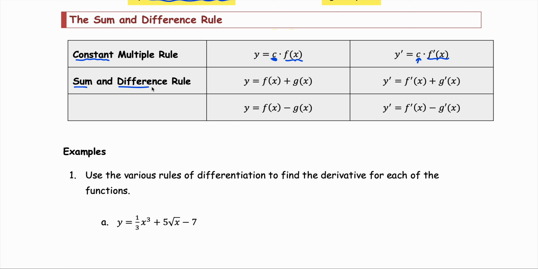Sum and difference rule. In the case that the function has multiple terms separated by plus or minus signs, if you have two terms, the derivative of y is the sum of those two derivative terms. Same thing when you have the difference, like y equals f minus g, then y prime is f prime minus g prime.